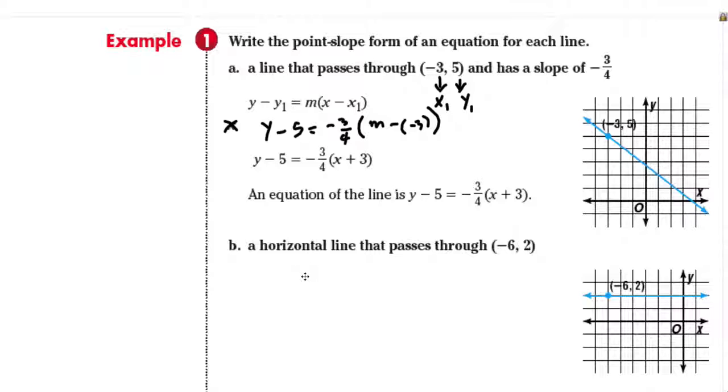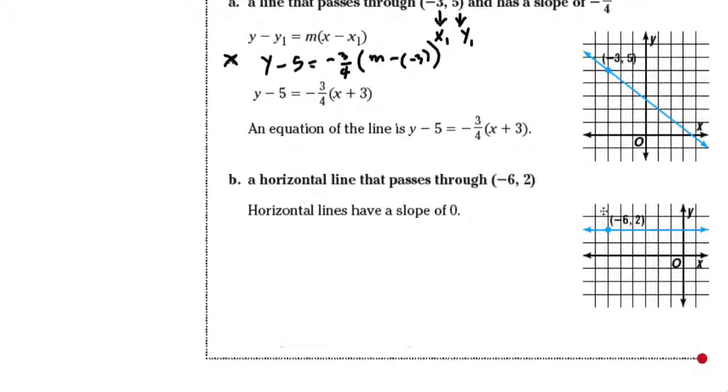Let's take a look at example B. Example B: a horizontal line that passes through negative 6, 2. What do we know about the horizontal line? Our horizontal line has a slope of 0. So we want to find the equation for this line. Since the slope is 0, we write down the formula for point slope form, and then substitute the values.